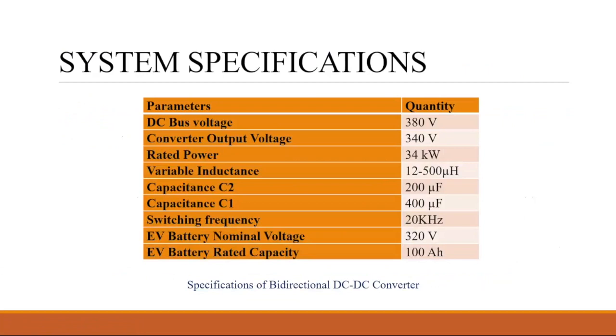And the EV that we have considered here is the Tata Nexon, because the Tata Nexon battery has a voltage above 320 volts, and a capacity of 100 Ah. We have taken the example of Tata Nexon because that is an EV that is affordable for middle class people. Okay, so these are our system specifications, the rated power of the system, and the values of inductance and switching frequency. The main things are the EV battery voltage, that is 320 volts, and the rated capacity, 100 Ah. This example is of Tata Nexon.